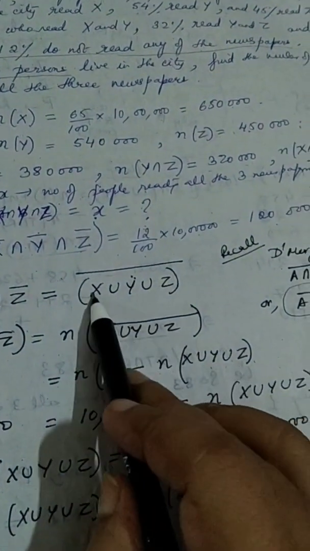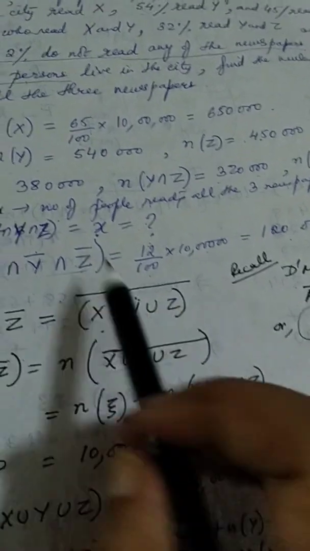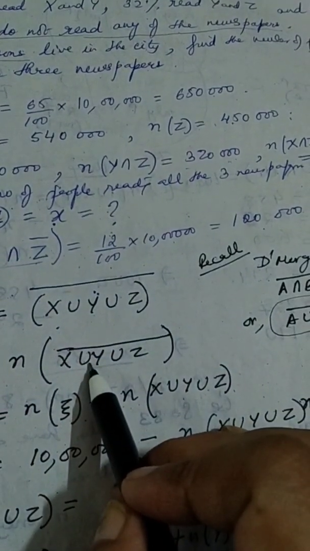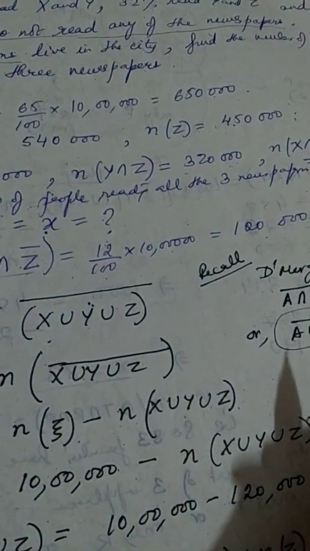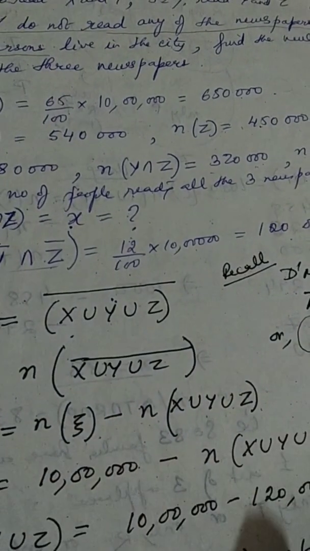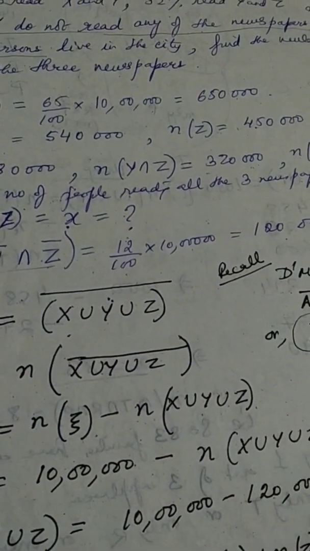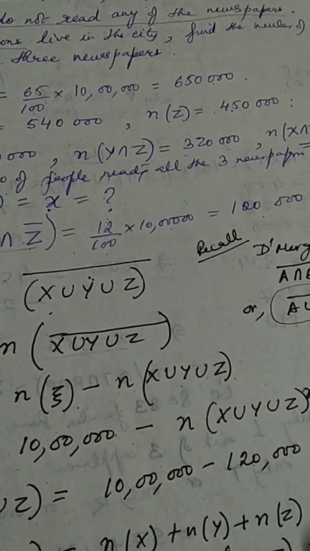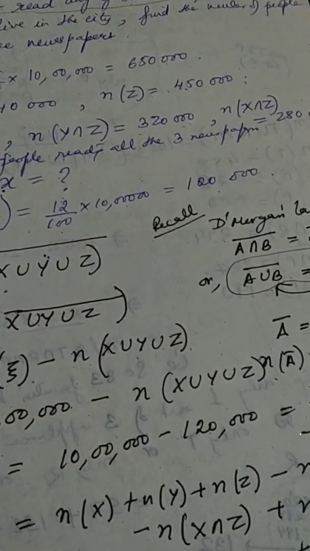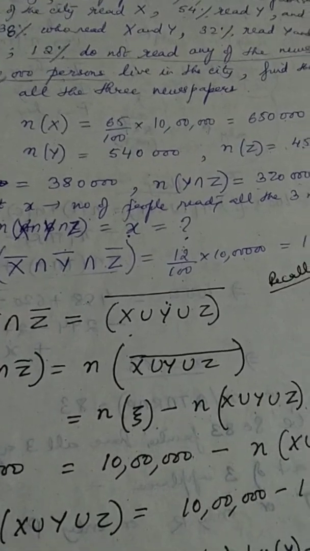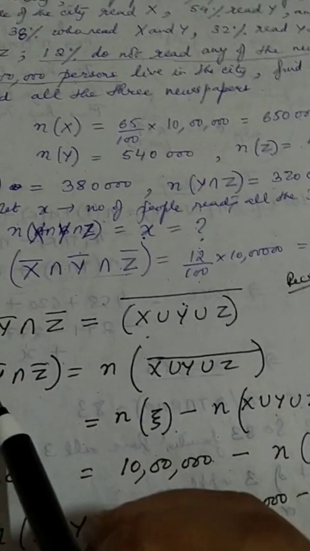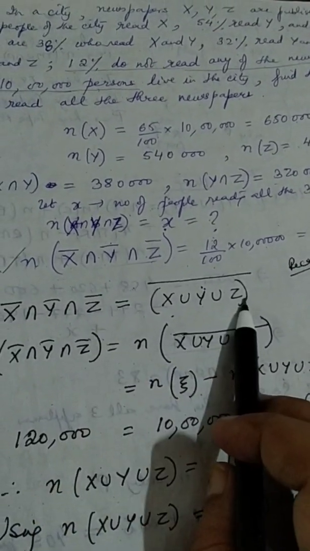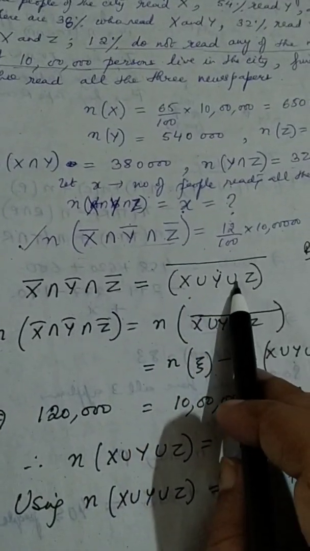Why have I written this? Because I can find X union Y union Z easily, as most of the information is given to me. If you remember the formula, n of X union Y union Z is Nx plus Ny plus Nz minus the pairwise intersections, X intersection Y, Y intersection Z, Z intersection X, and then plus n of X intersection Y intersection Z. That was the formula in terms of A, B and C. But first and foremost, let us obtain X union Y union Z, and we are using De Morgan's law for that.